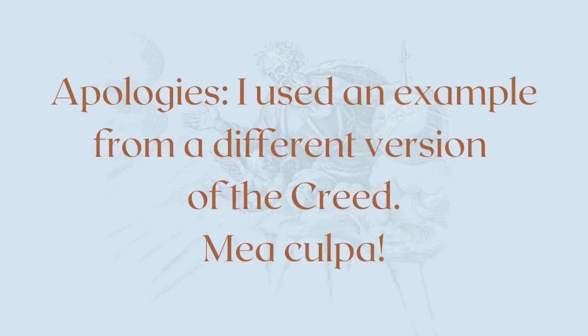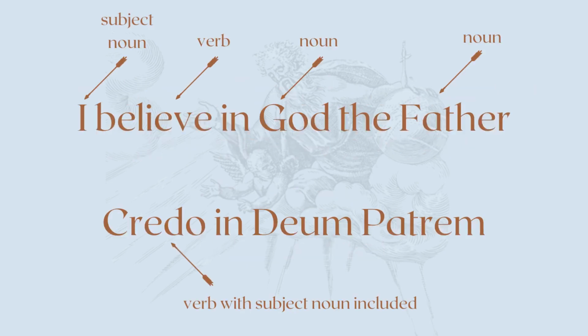Look at some examples from our prayers now. I believe in God the Father, or in Latin, credo in Deum Patrem. So we'll find our verb first. Let's look at the English. Believe. Who believes? The answer is I believe. So I is the subject. We'll look at the Latin. Credo means I believe. So again, believe is the verb. I is the subject, but notice that in this case, the subject is included in the verb form. So credo contains the subject noun and the verb.